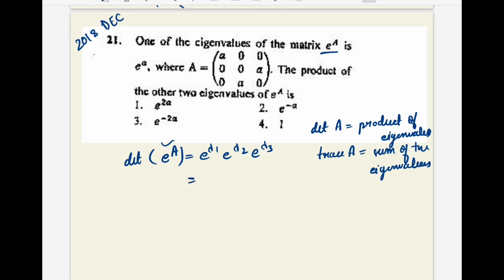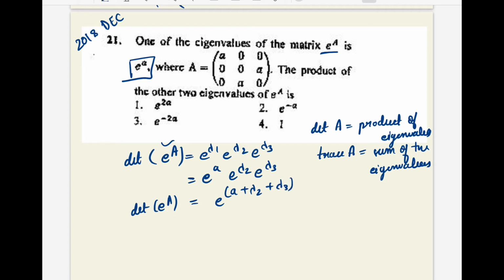One of its eigenvalues is already given, that is e to the power a, then e to the power lambda 2, e to the power lambda 3. Now, the determinant of e to the power A, since the base is common, becomes e to the power a plus lambda 2 plus lambda 3. So this is basically the trace of the matrix A. Determinant of e to the power A is e to the power trace A. Trace A means lambda 1 plus lambda 2 plus lambda 3. One such eigenvalue, lambda 1, is a.